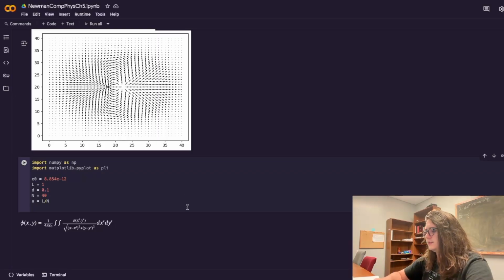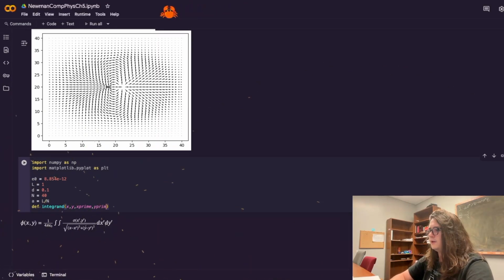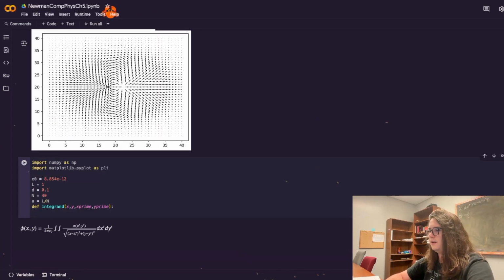Because we have to do a couple of integrals to calculate the phi, we're going to define 3 functions. The first is going to be the integrand, so def integrand, which is going to be a function of x, y, x prime, and y prime, which is going to return the charge density, the charge distribution, divided by that square root thing.